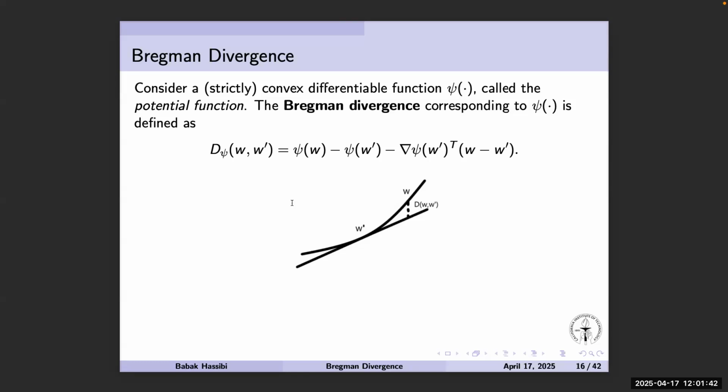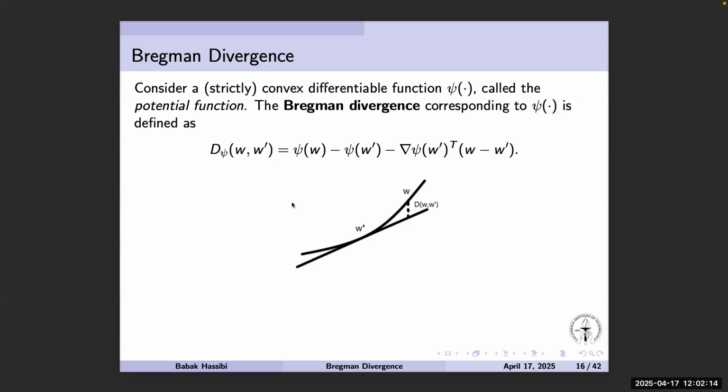So think of this as being your convex function psi. The Bregman divergence is a function of two arguments. You take the function at some point W, and you subtract from it the first order approximation to the function around another point W prime. At W prime, you draw this tangent, and you look at the difference. Because this is a convex function, the tangent is always below, so this is always non-negative. So the Bregman divergence is always non-negative.